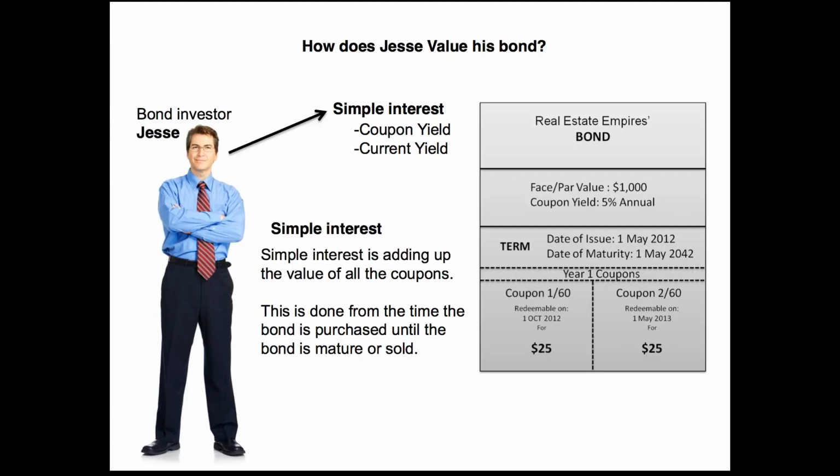In order to understand simple interest, all you're going to do is add up all the value of the coupons. And you're not going to assume that you're reinvesting any of the coupons. You're just simply collecting those $25 payments throughout the entire term of the bond, and you're just adding those up, and that's your simple interest.